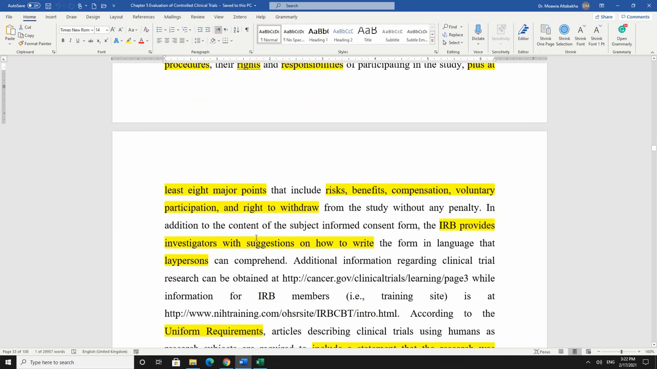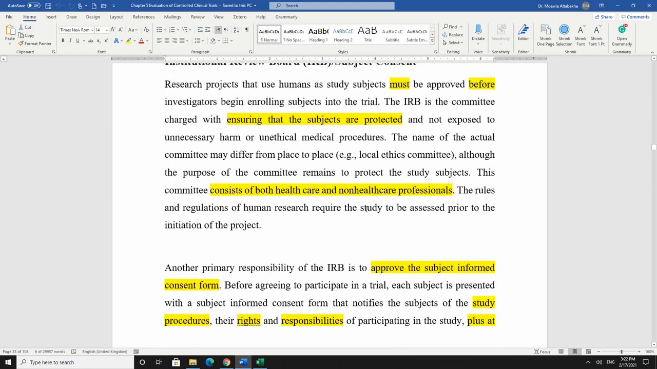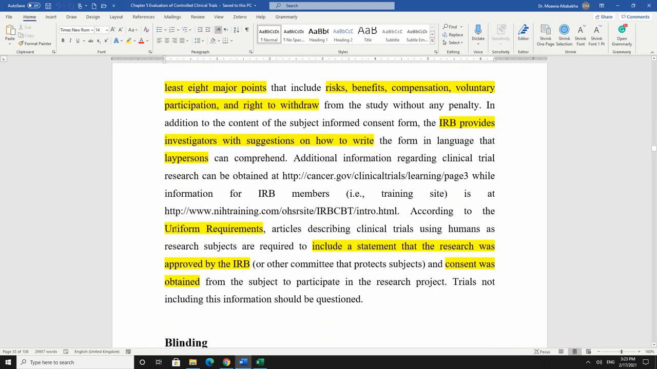IRB provides investigators with suggestions on how to write. For example, that's why here you have a non-healthcare professional. They will tell you, okay, you have here a statement about the procedure, but I don't think the lay person will understand what you are saying. So they will give you suggestions on what to write.